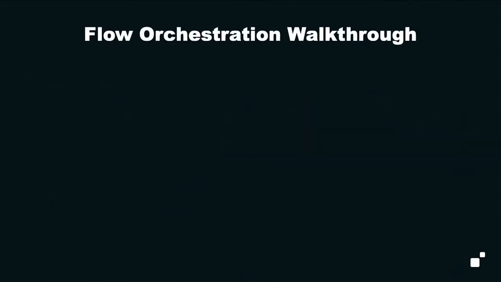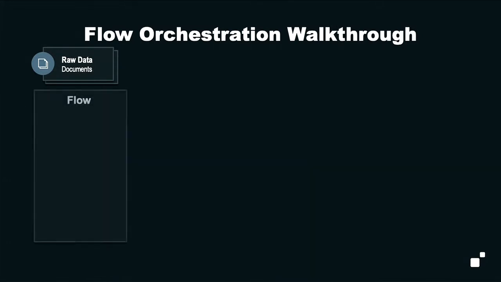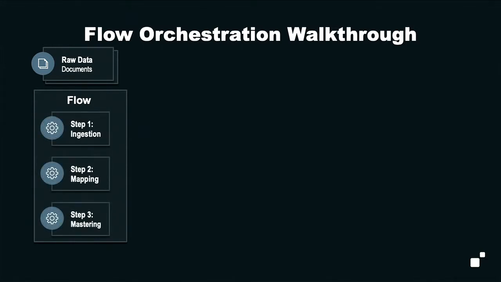So let's actually walk through what actually happened. When Mike hit run on the UI screen, he's actually going to go through this. So first, we're starting off with a set of raw documents that we're going to bring into the system. Then we're going to build a flow, which is a logical declaration of what we're about to do. Then we're going to fill that flow with 3 steps. You've seen these, ingestion, mapping, mastering. If you guys don't know these words yet.